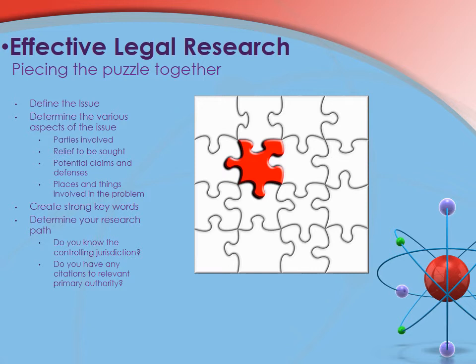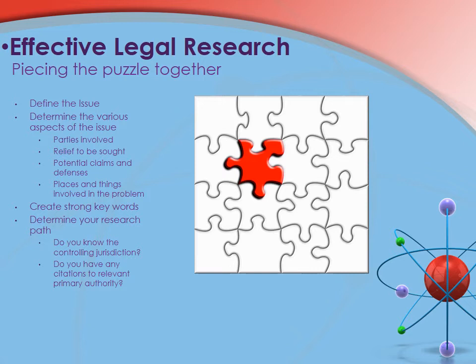And from that, you can create some strong keywords. Use search terms like landlord when you're searching. Use keywords related to the relief to be sought, injunctive relief for whatever. Use those terms when doing searches. So when you first start off by defining the issue, it then allows you to drill down to parties, relief to be sought, potential claims and defenses. From there, you want to create some strong keywords, and then you want to determine your research path.